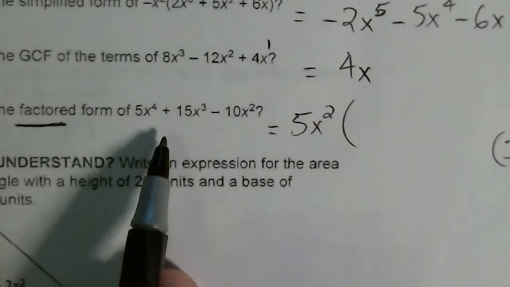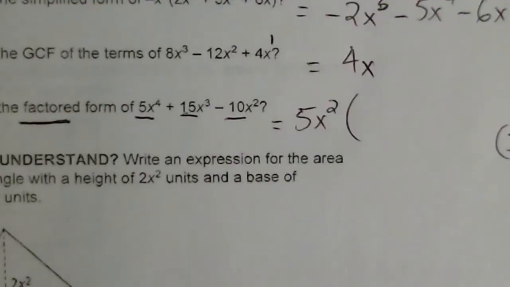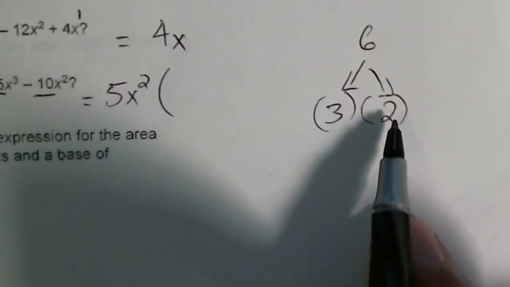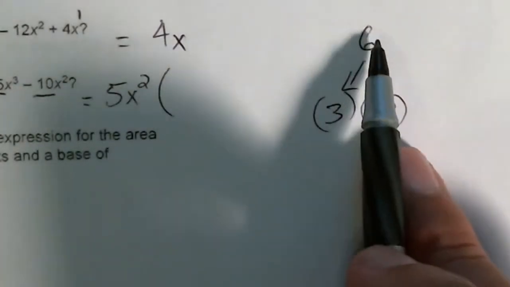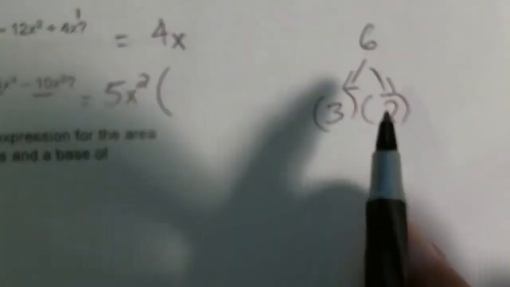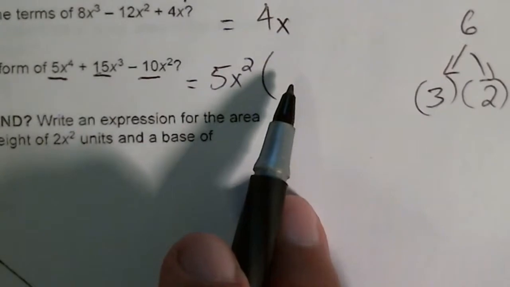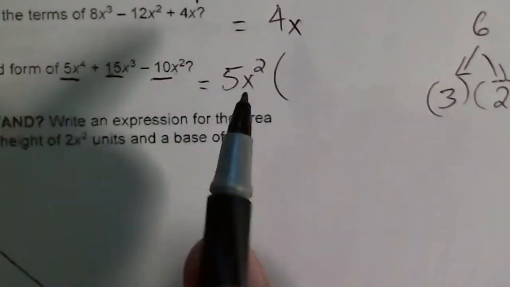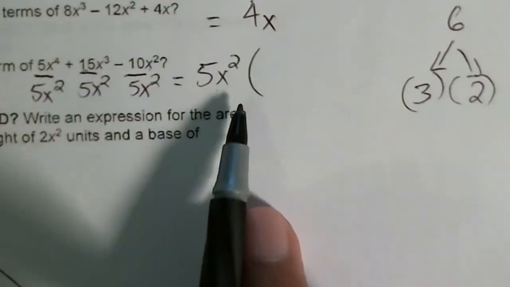To do that, the easy little trick that I taught you is take each of these terms and simply divide it by the GCF. How did I get 2 over here? It's just 6 divided by 3. That gives me the other factor. Well, how do I get the other factor over here? I just take the 6 and divide it by the 3. So I'm going to take each of these terms and divide it by the 5x squared. And that will give me the leftover, the other factor.